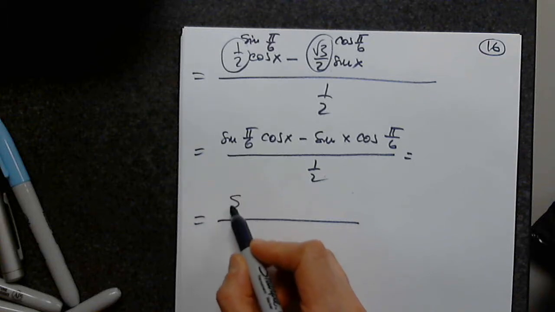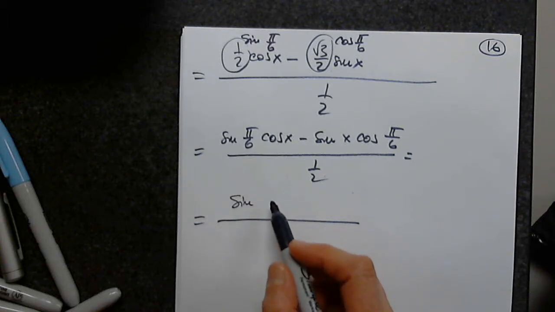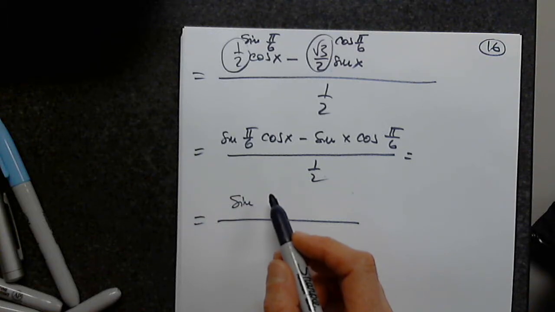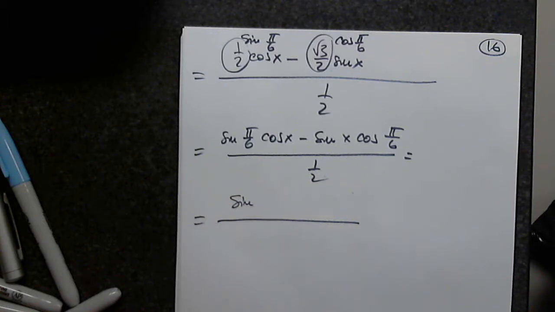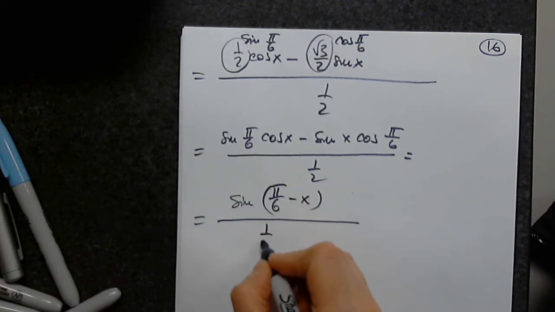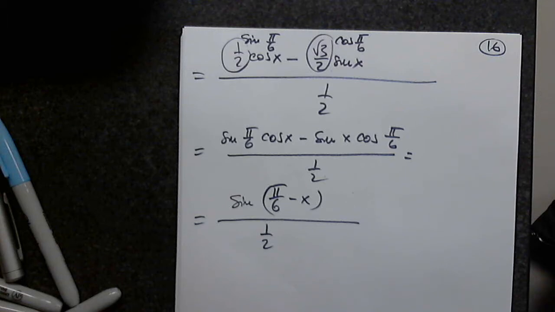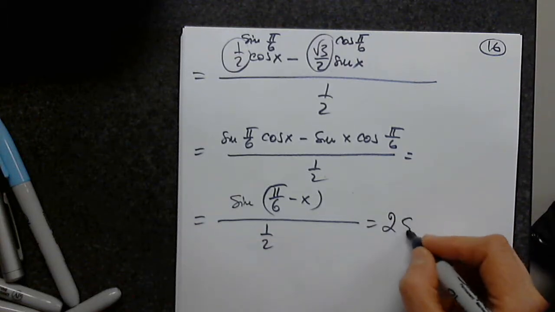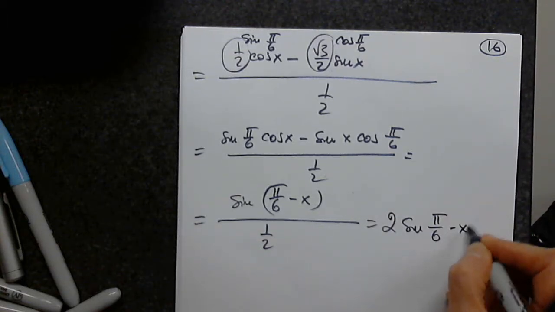So then I had sine x minus. Careful. Not minus. Careful. Pi over 6 minus x. Perfect. Pi over 6 minus x divided by 1/2. So this is twice sine pi over 6 minus x.